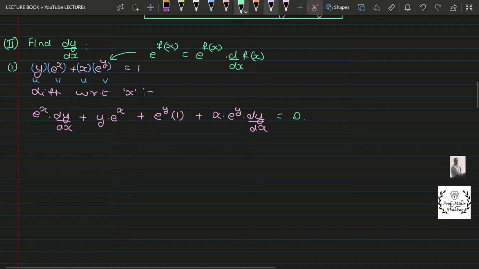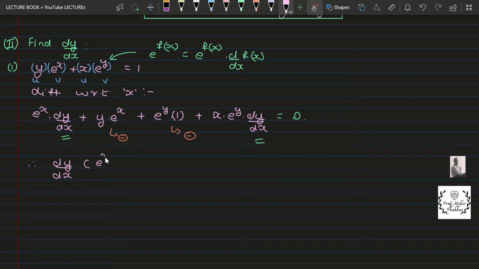So I get over here the terms which are having dy by dx, first and the last term, and the middle two terms, they will be taken on the opposite side with the change of their sign. So in such a case, I get dy by dx as a common value, and in the brackets e raised to x plus x e raised to y is equal to minus e raised to y minus y e raised to x.